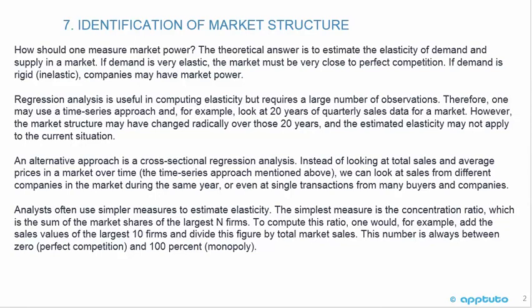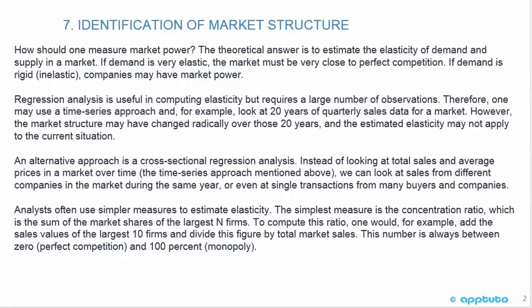So regression analysis is useful in computing elasticity, but it requires a large number of observations. Therefore, one may use a time series approach and, for example, look at 20 years of quarterly sales data for a market. However, the market structure may have changed radically over those 20 years, and the estimated elasticity may not apply to the current situation. An alternative approach is a cross-sectional regression analysis. Instead of looking at total sales and average prices in a market over time, the time series approach mentioned above, we can look at sales from different companies in the market during the same year, or even at single transactions from many buyers and companies.